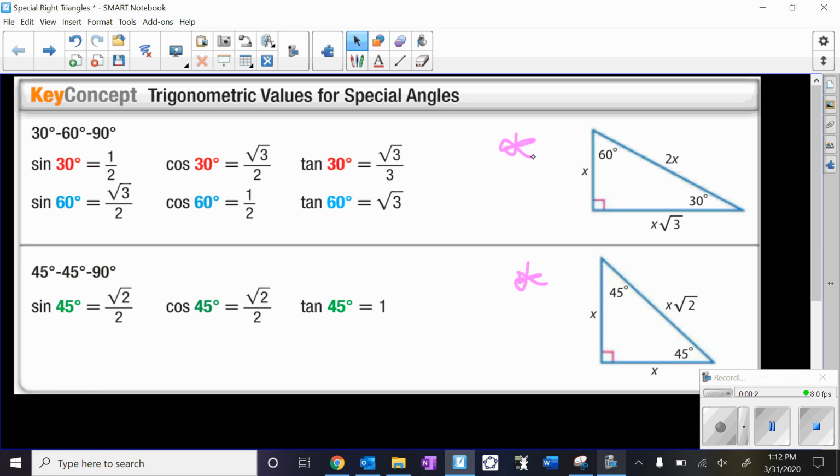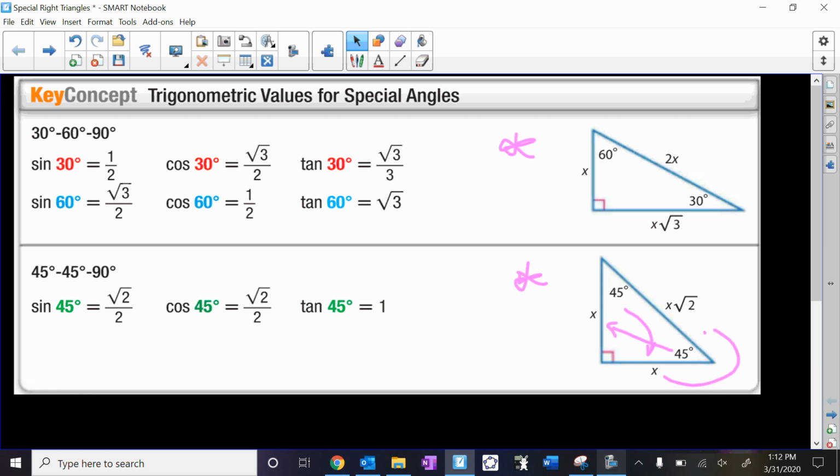I think that the 45, 45 is the easier of the two. Your opposite side lengths, since they're across from congruent angles, are going to be the same measure. And then to get from the leg to the hypotenuse, you multiply by the square root of 2. If you want to go from the hypotenuse back to the leg, you divide by the square root of 2.